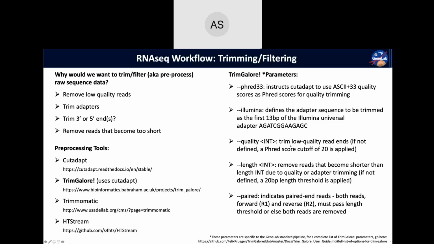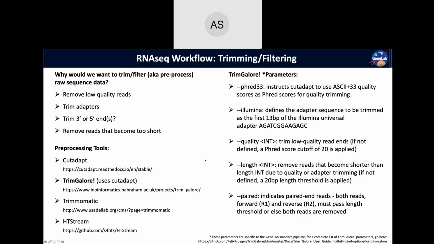And then we want to give it some information about the quality. We want to tell it what quality we're going to say isn't good enough and we want to get rid of. We actually use the default for the quality, which is 20. That's a Q20, which means 99% accuracy. So any base that's less than 99% accuracy will get trimmed off.